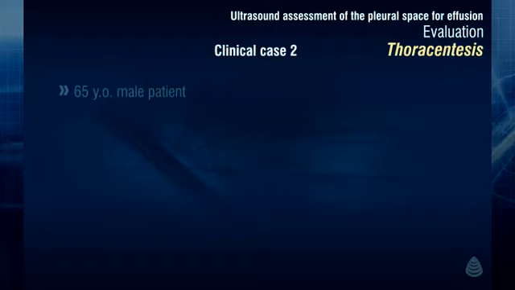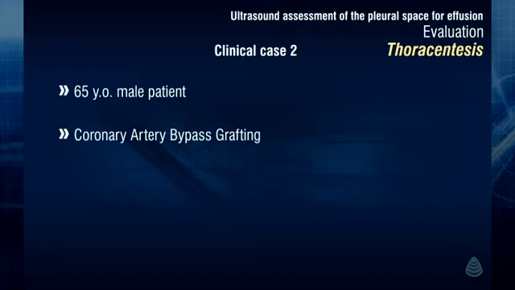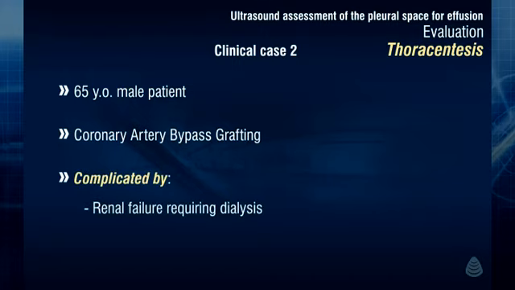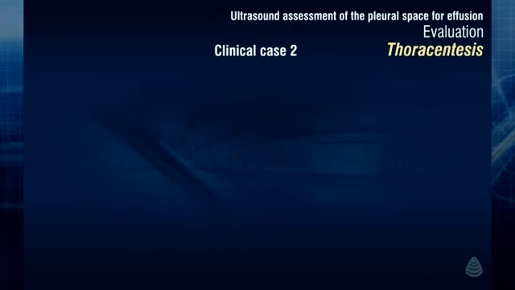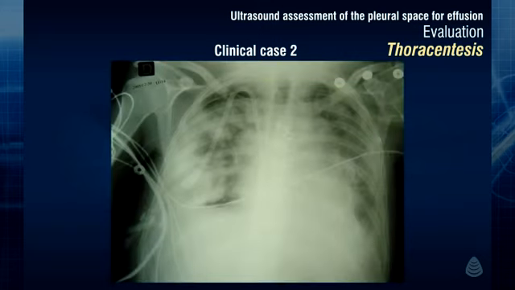The second case is that of a 65-year-old male patient who underwent coronary artery bypass grafting that was complicated by renal failure requiring dialysis, pneumonia, and respiratory failure. The patient had a prolonged hospital stay. The following chest X-ray demonstrated right-sided opacities evolving over a few days.